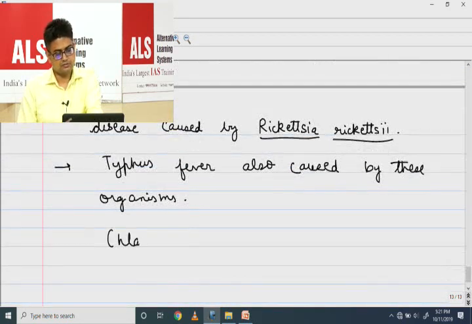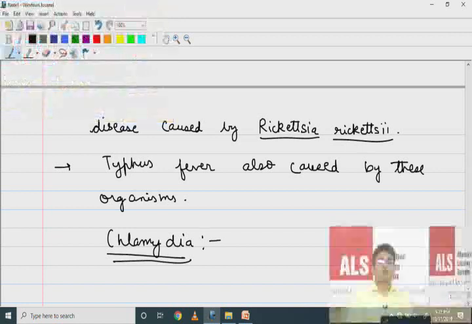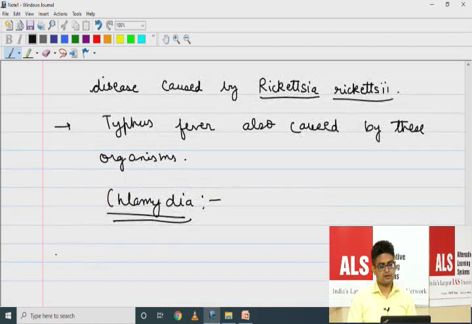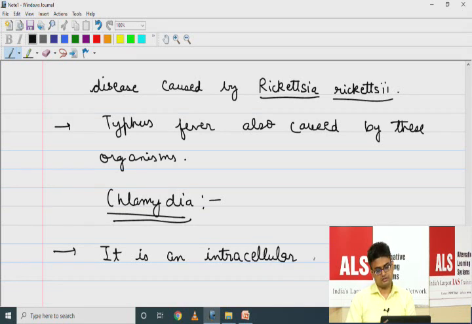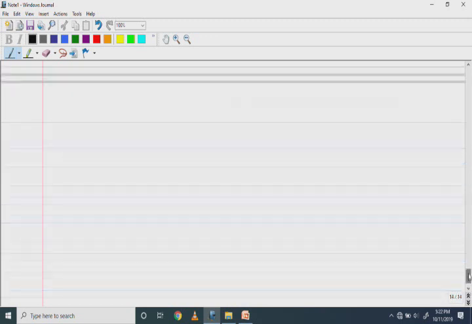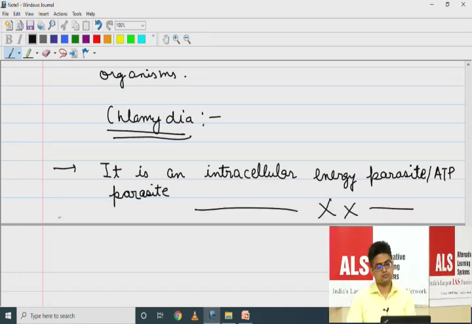Then there is Chlamydia. It's also included in Kingdom Monera. For Chlamydia, we just have to write a single line. It's an energy parasite. Chlamydia is an organism which feeds on ATP. It is intracellular, it lives inside the cell and feeds on ATP. Intracellular energy parasite or ATP parasite. With this, your Kingdom Monera is finally over. We can now move on to Kingdom Protista.